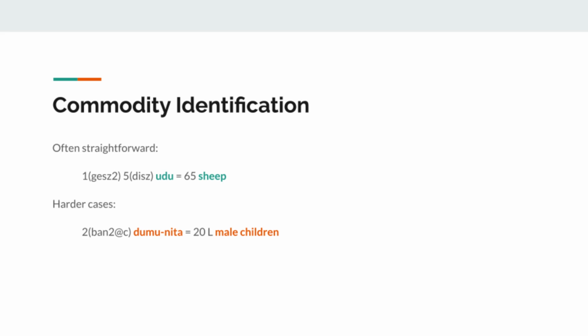But this logic doesn't work in a case like Tuban Dumunita, which naively looks as though it's recording 20 liters of male children. Obviously, this doesn't make sense, and in fact, this is counting an amount of barley allocated to the male children. The barley isn't mentioned explicitly in this line, however, and must be inferred from context.